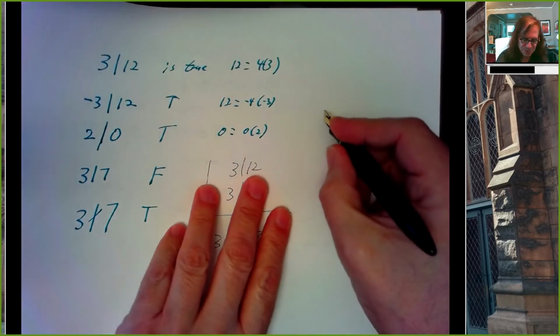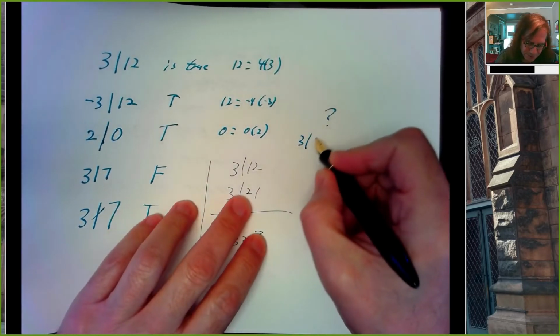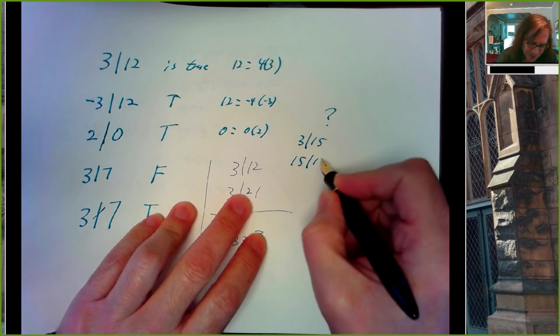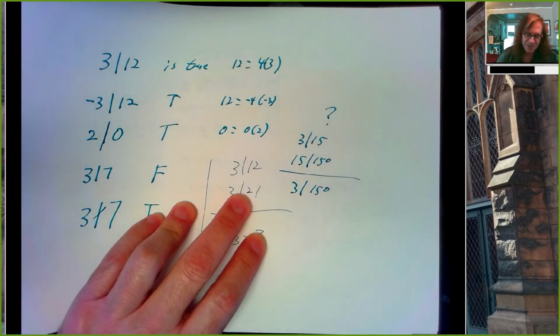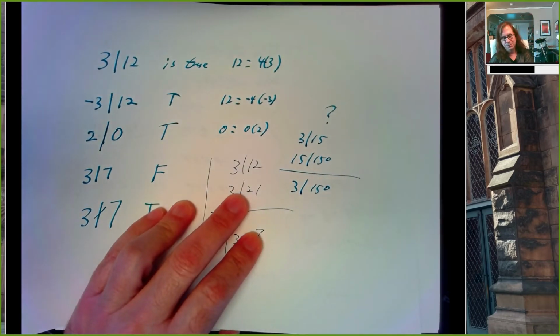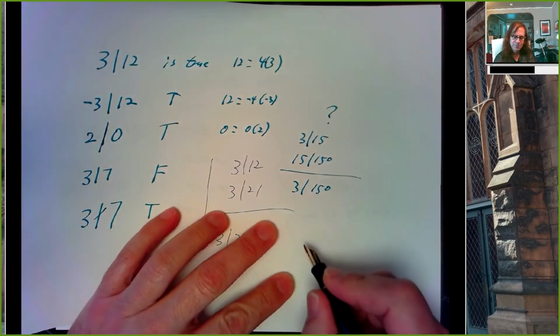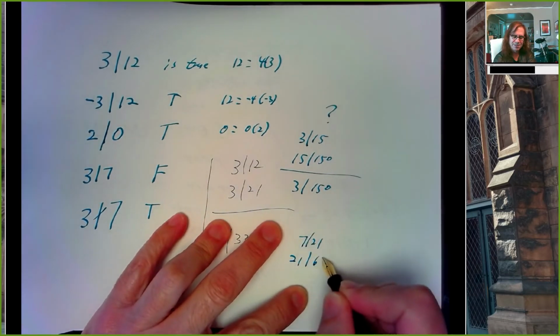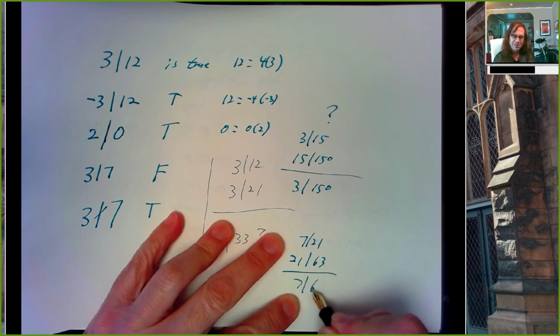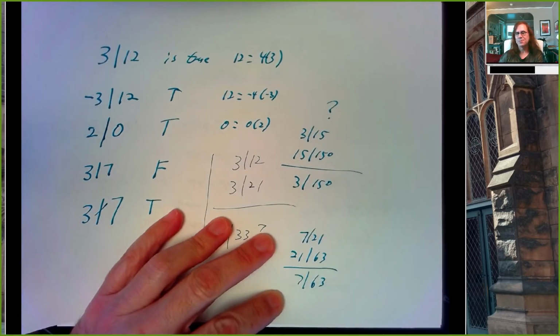Well, is it true? So 3 divides 15, 15 divides 150. Therefore 3 should divide 150. Hey, it does. 7 divides 21, and 21 divides 63. Therefore 7 should divide 63. Hey, it does.